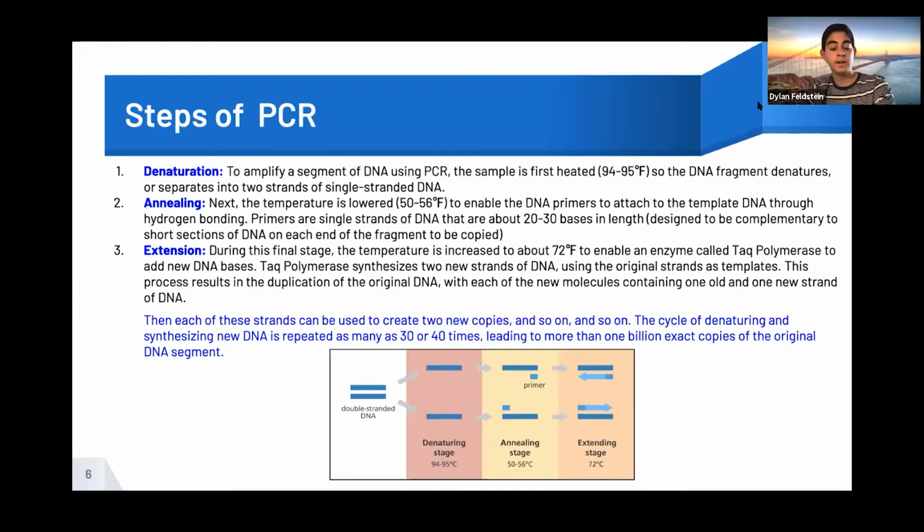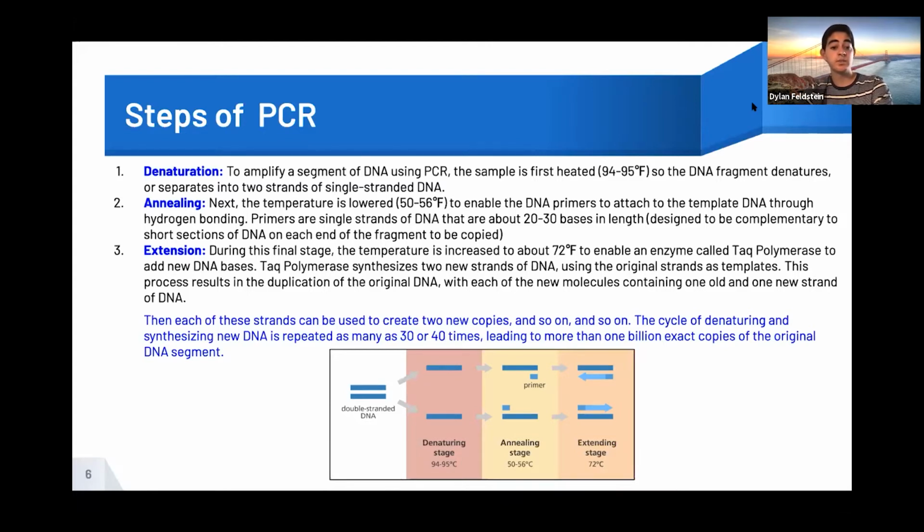The final step is called extension. So during this final stage, the temperature is increased to around 72 degrees Fahrenheit to enable an enzyme called Taq polymerase to add new DNA bases. So Taq polymerase synthesizes two new strands of DNA using the original strand as a template.